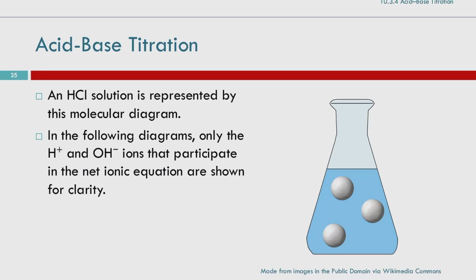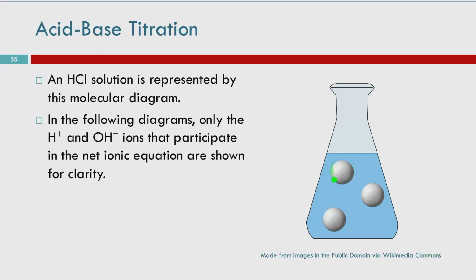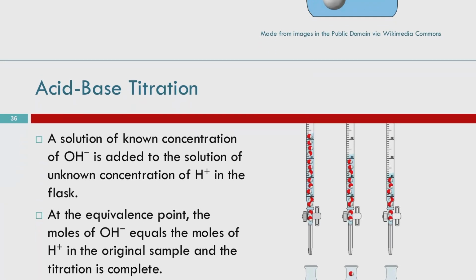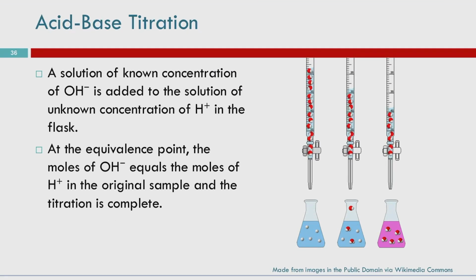Let's represent our HCl solution by this diagram where we've just got H pluses represented in solution. We'll also be using some OH minus, and we've got that loaded into our burette. Our burette lets us accurately measure the amount of solution that we add into our acid. So we've got base in our burette and acid in our Erlenmeyer flask. Initially, we have no base, only acid in our Erlenmeyer flask.